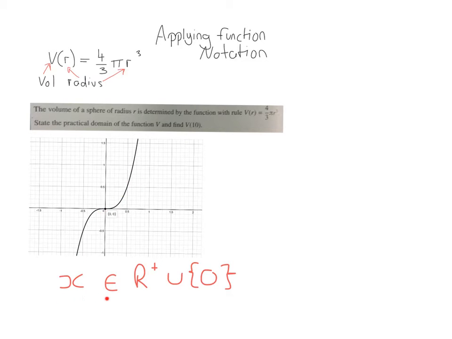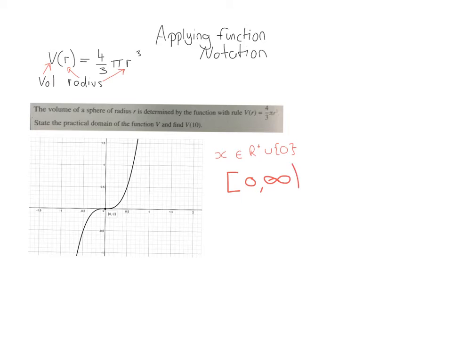X is a subset of real positive numbers combined with 0. Remember, if you want to include 0, you have to do this. Otherwise, 0 is not included. The way to write this in set notation would be to start from 0 included and go all the way to infinity excluded.